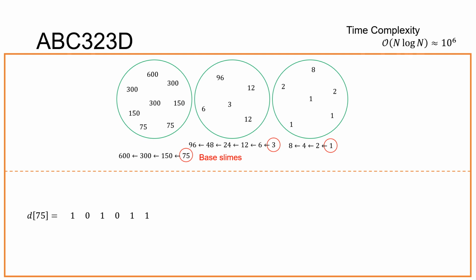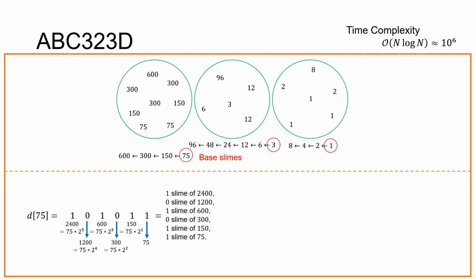For example, when we write 101011 in the binary system, it means that there is a slime of size 2400, no slime of 1200, one slime of 600, no slime of 300, one slime of 150, and one slime of 75. In this way, we manage the number of slimes as one binary number.